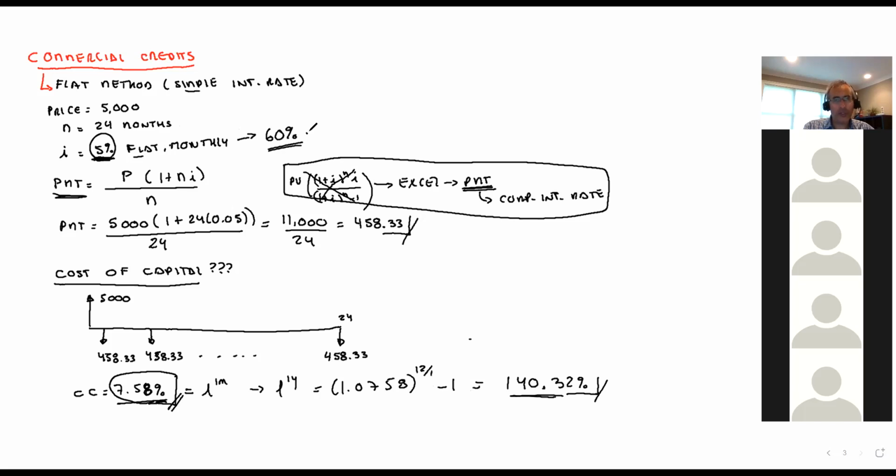How do they do this? Because it's simple. They say, oh, you know what? 5% times 12, this is 60%. Completely wrong. It's not 60%. It is amongst those numbers. It's a completely different number, guys.